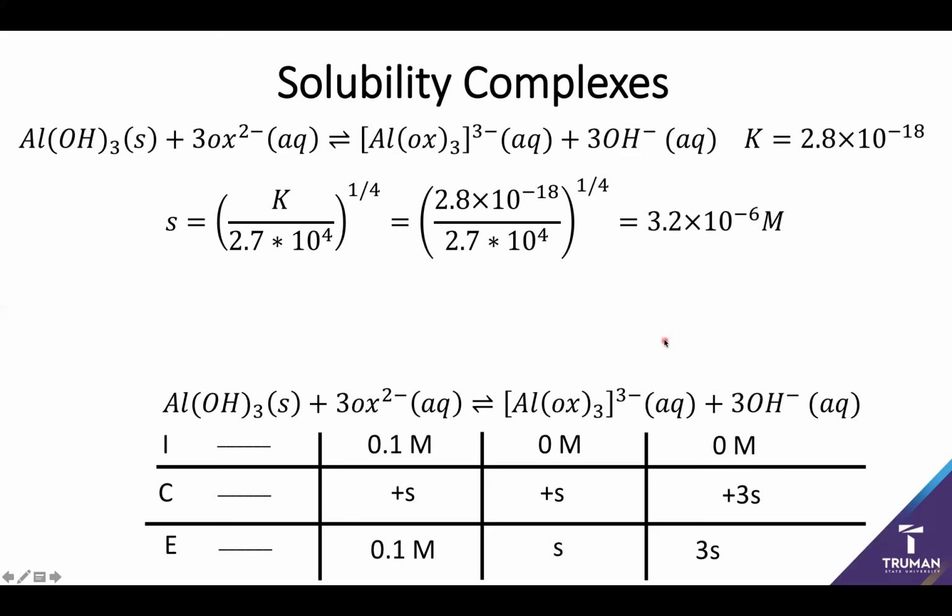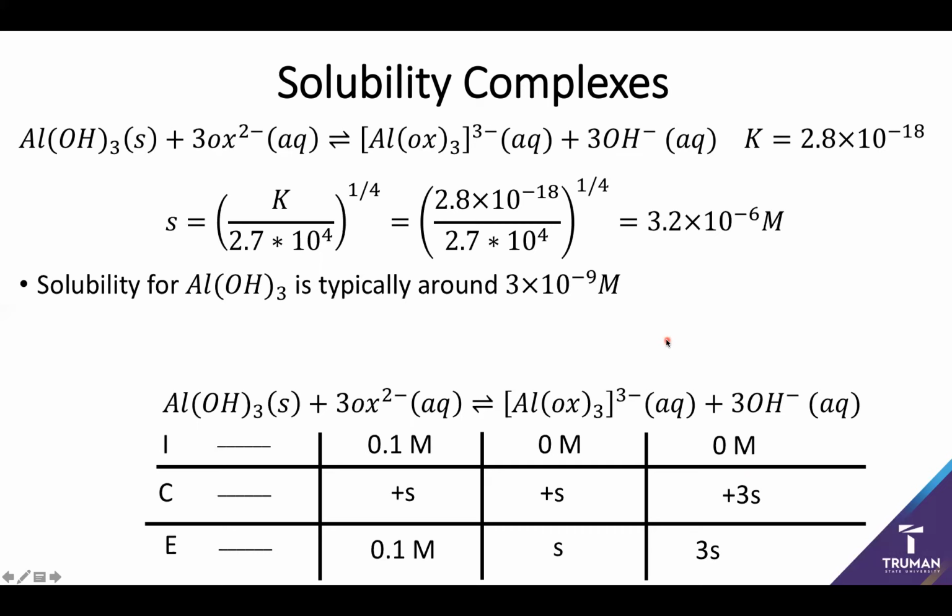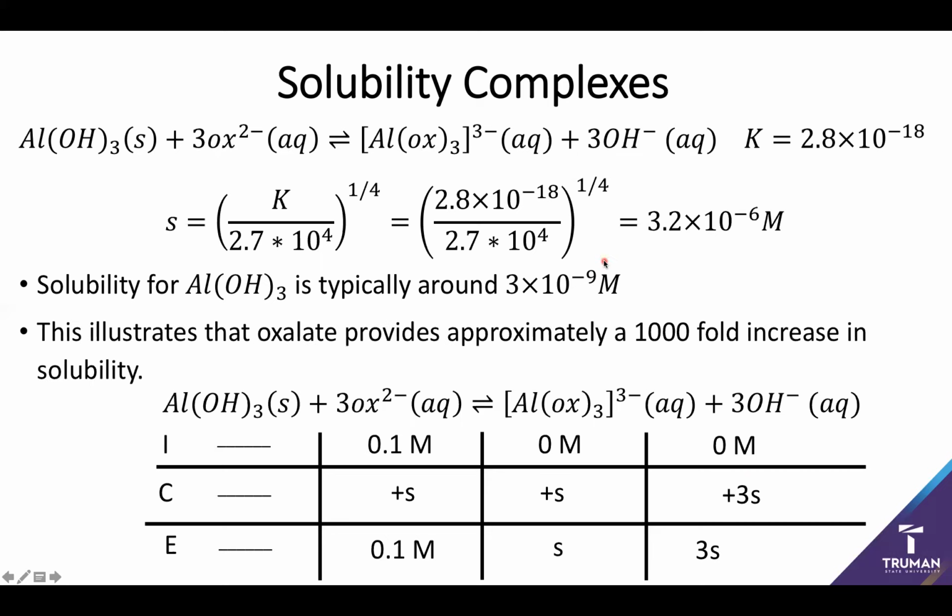However, one of the big things to keep in mind is if I looked at the original aluminum hydroxide, I'd expect the solubility to show up much closer to 3 times 10 to the negative 9th. So by adding in the oxalate, I was able to improve the solubility about 1,000-fold, which is no small thing. And this is a good trick for trying to increase the solubility of a lot of reluctant solids.